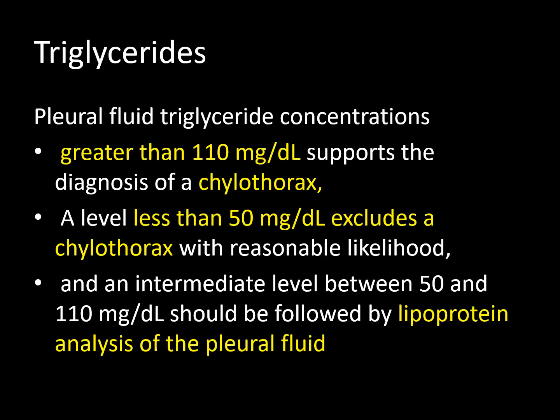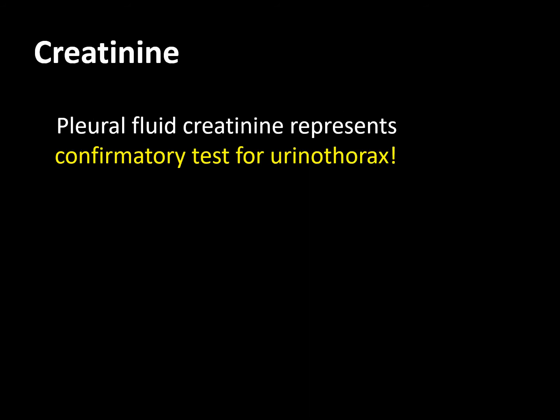Triglycerides: a pleural fluid triglyceride concentration greater than 110 usually supports the diagnosis of chylothorax. Levels less than 50 mg per deciliter exclude chylothorax to a reasonable likelihood. The range in between, 50 to 110, should be followed by lipoprotein analysis of pleural fluid. Creatinine: the pleural fluid creatinine represents the confirmatory test for urinothorax.